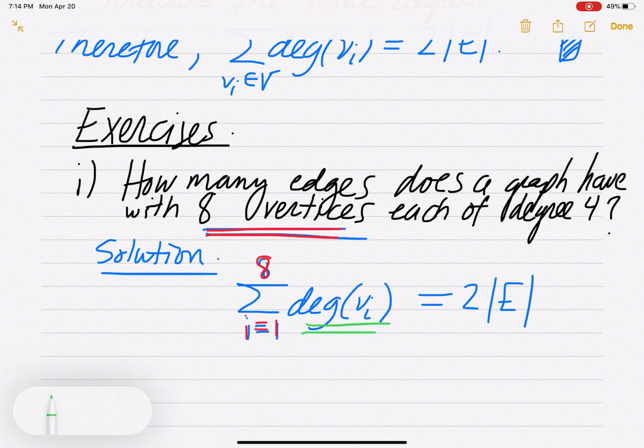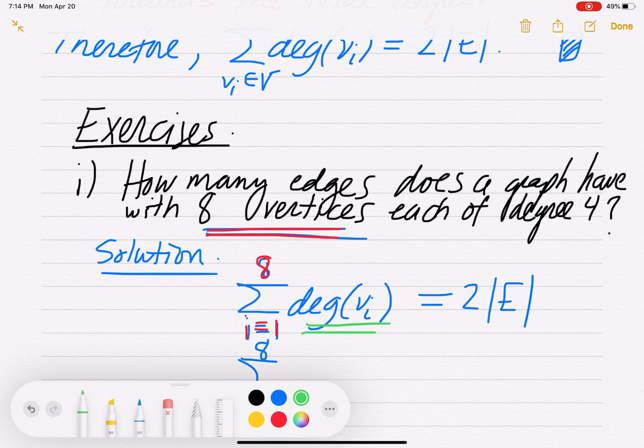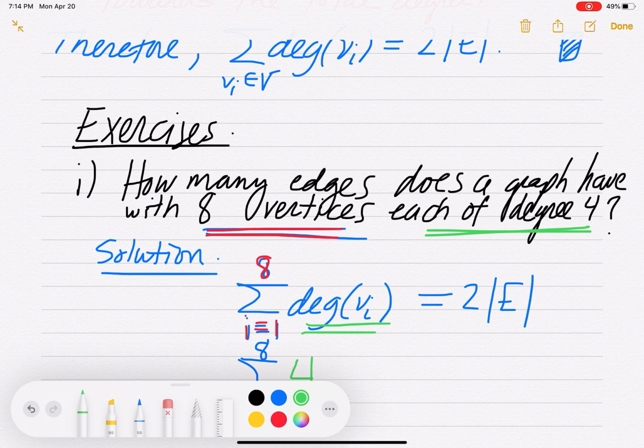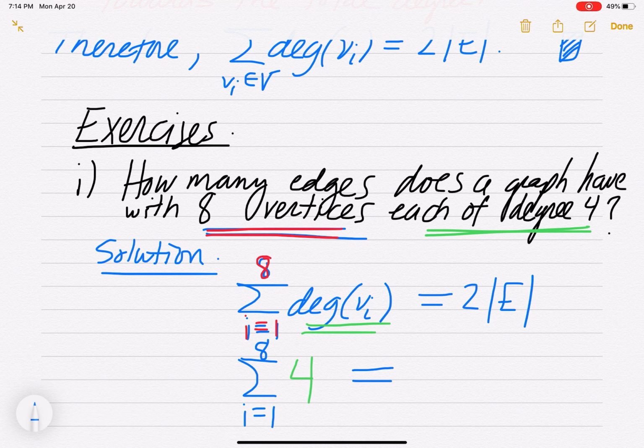So I can rewrite this summation. This is the sum from i equals 1 to 8, and the degree of v_i is always going to be 4, right? So I'm going to replace this with the 4, because every vertex here is of degree 4. So you have 8 vertices of degree 4, so you got the sum from 1 to 8 of 4. This is equal to twice the number of edges.